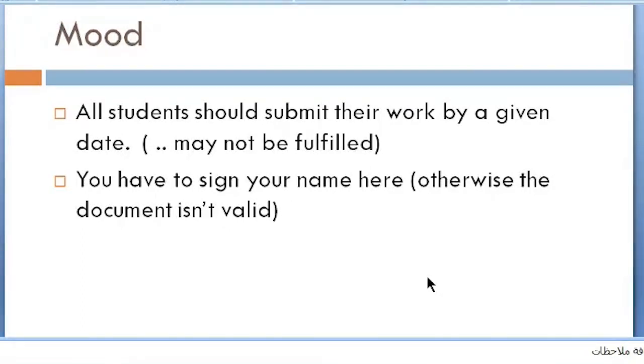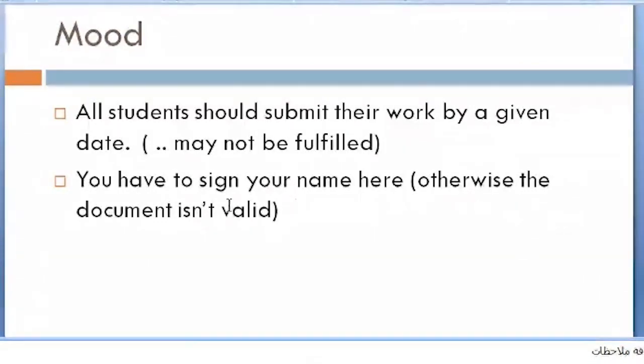الكلام. So all students should submit their work by a given date. The meaning intended is that not all the students are able to submit their work. So it's best in Arabic to use a lexical item reflecting this fact, where we can say من المفترض أن يسلم جميع الطلبة أعمالهم by a given date، يعني في ضمن تاريخ محدد أو معين.